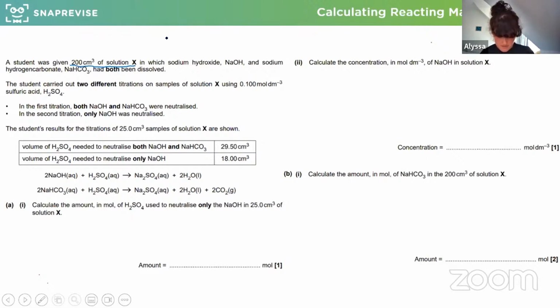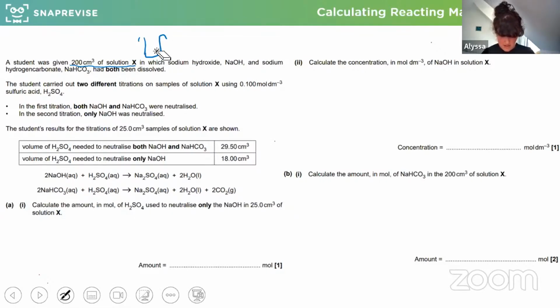Oh, come on, pen. Oh, it doesn't want to draw a full line there. Let's try that again.